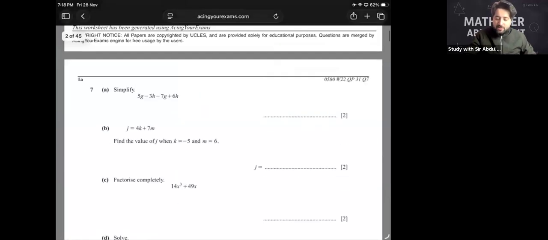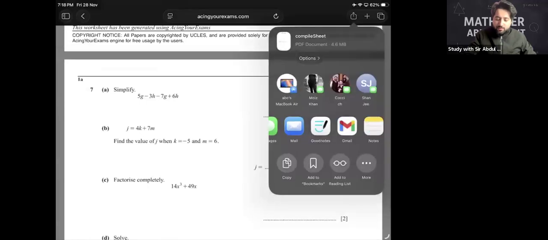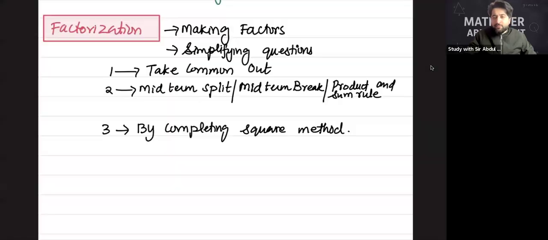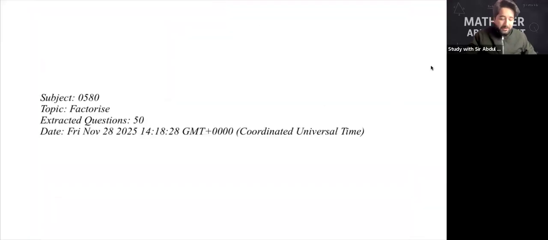So let me just send this worksheet to the GoodNotes which we were using, and let me just open that over there, and we will get the worksheet in here as well. The class is in recording process, so if you do not get the idea of how I made the worksheet, you can watch the recording later onwards.